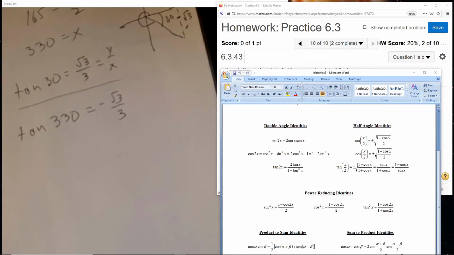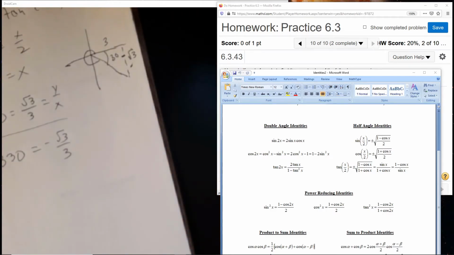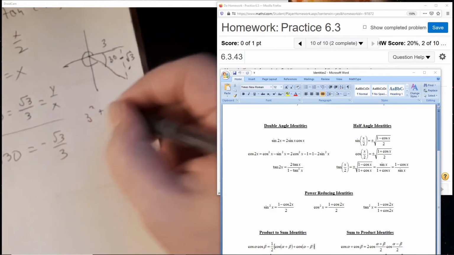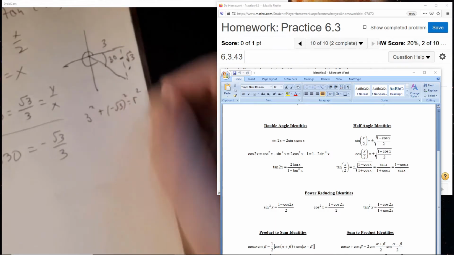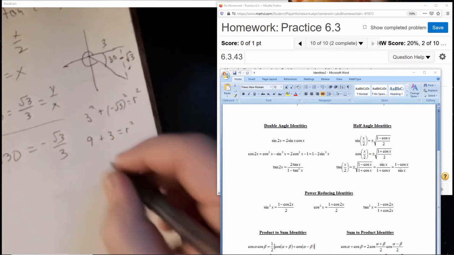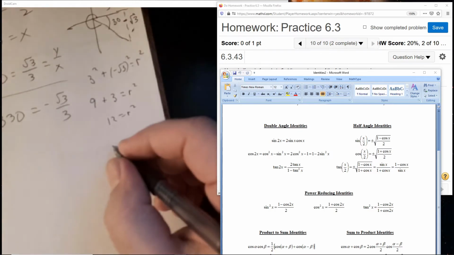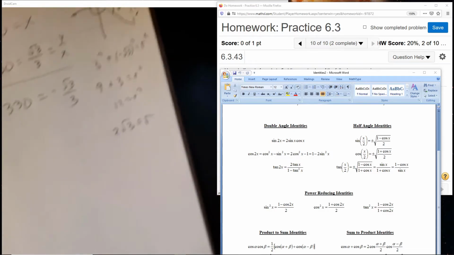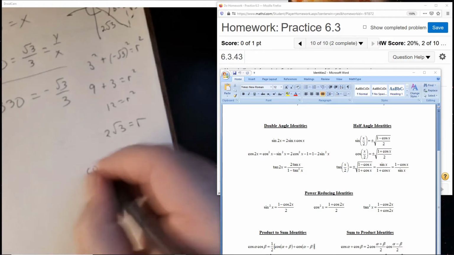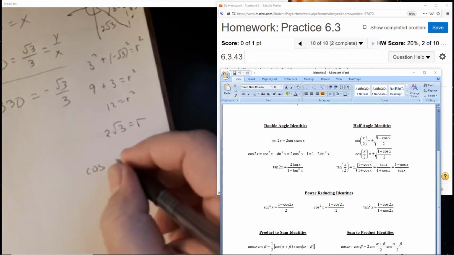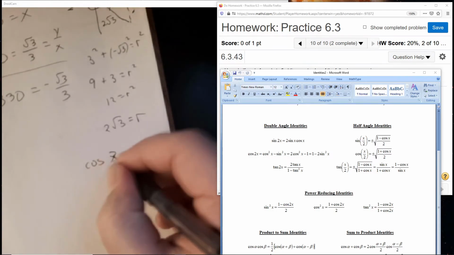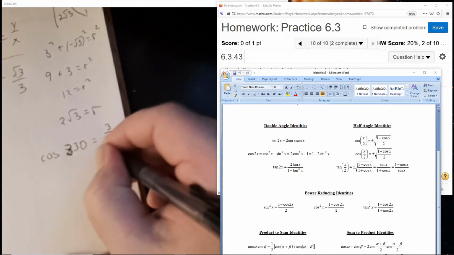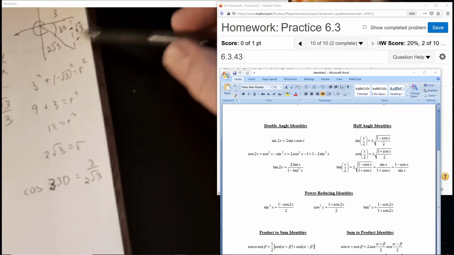So let's look at the half angle. From this we can get cosine. That was the whole purpose of the right triangle. To get cosine, we are going to need the hypotenuse. So Pythagorean theorem that. And 12 is 4 times 3, square root of 4 times 3. So that's our hypotenuse, which means cosine of 330. So again, just looking at our right triangle to get that.